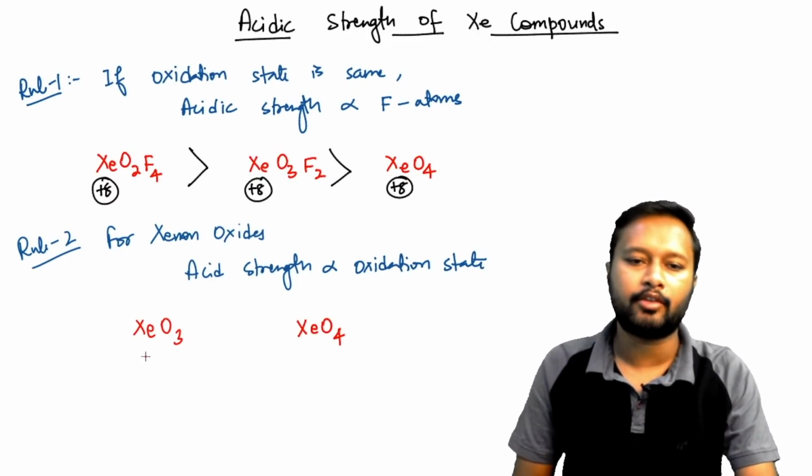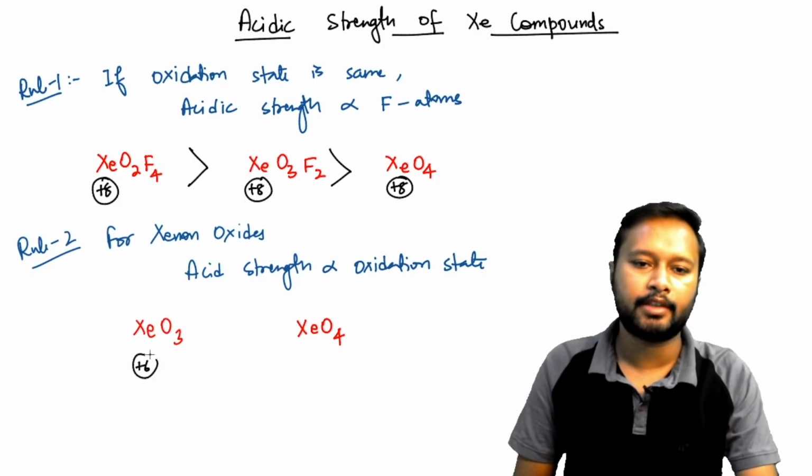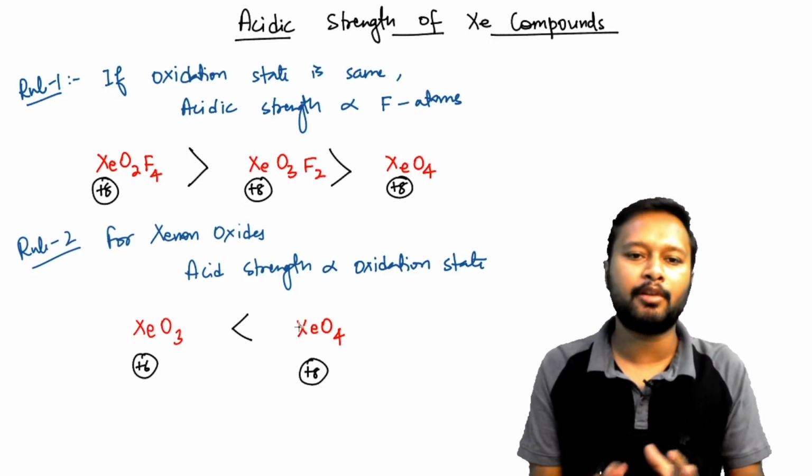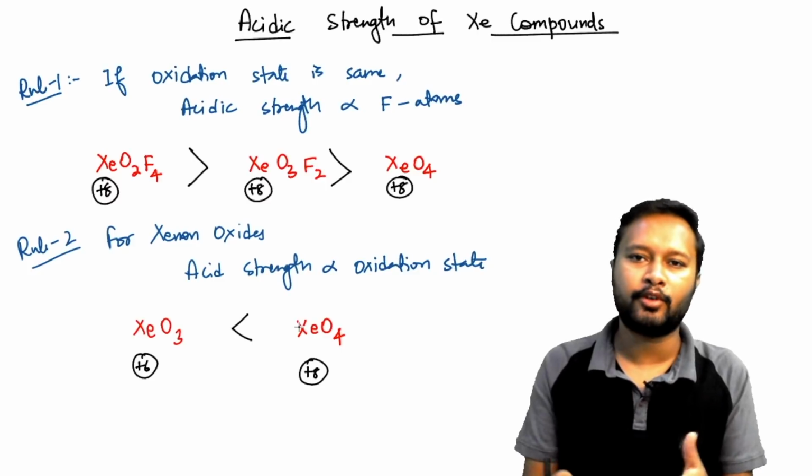Now you can see that the oxidation state over here in the first one is +6 and here it is +8. So who is more acidic? The one which has the higher oxidation state. So XeO4 is going to be more acidic over here. So this will be done for xenon oxides. Let's look at the next one then.